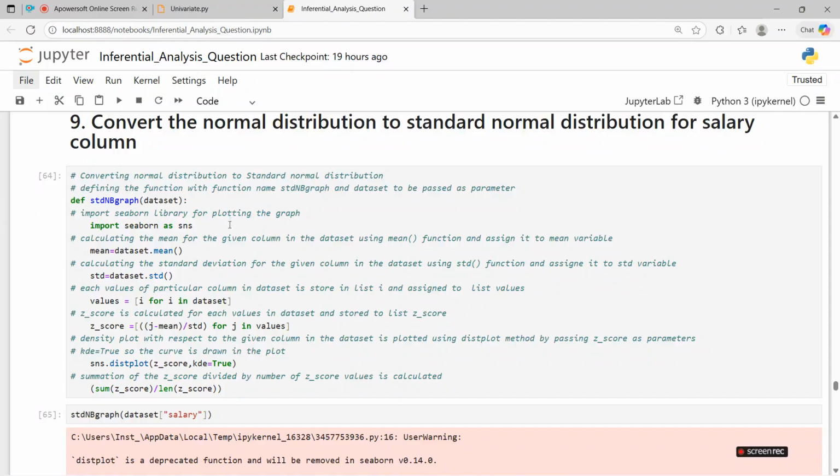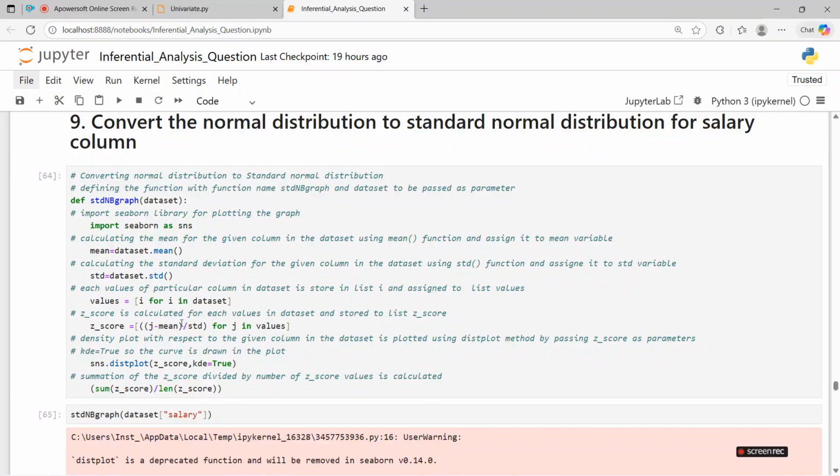So we are importing Seaborn for plotting the graph, and we are calculating mean and standard deviation using mean and std functions. And we need to get the values. So here we have the value as salary column. So from salary column, we need to get all the values available in the salary using a for loop, and we need to keep it in the values list. So once we have the values, we are passing it to the next step for calculating the z-score. The z-score should be calculated for all the values available in the values list. So z-score for all the values are calculated.